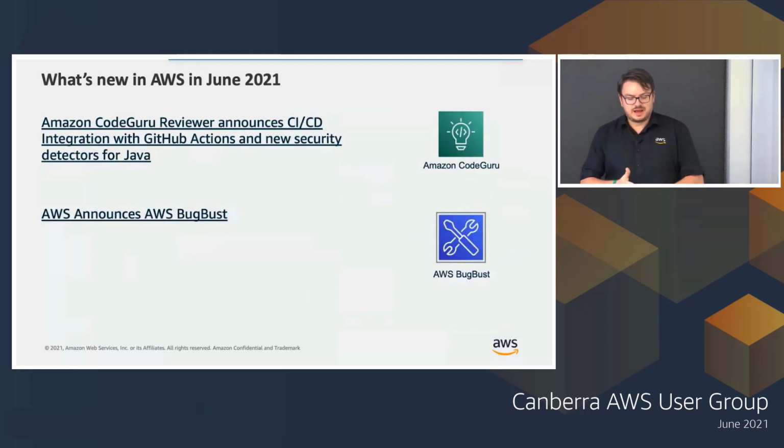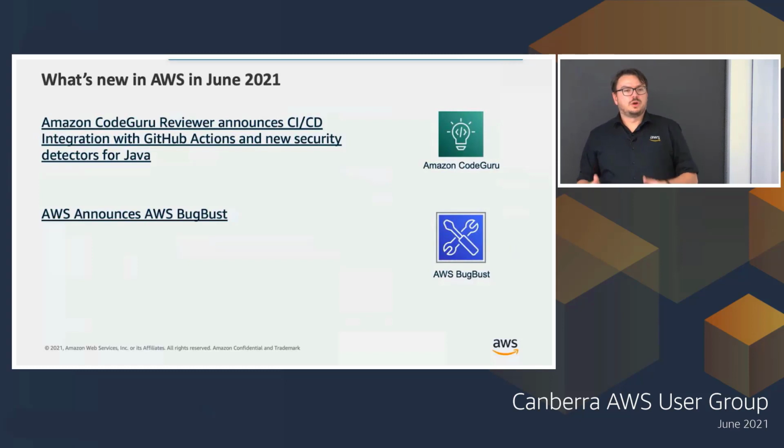Next, one that's near and dear to my heart, Amazon CodeGuru Reviewer announces CI/CD integration with GitHub Actions and new security detectors for Java. So two things for CodeGuru here. First of all is the GitHub Actions piece. If you use GitHub, you've probably played around with GitHub Actions at some point, which is essentially a task runner sort of CI/CD mechanism that you can build into your GitHub repositories.